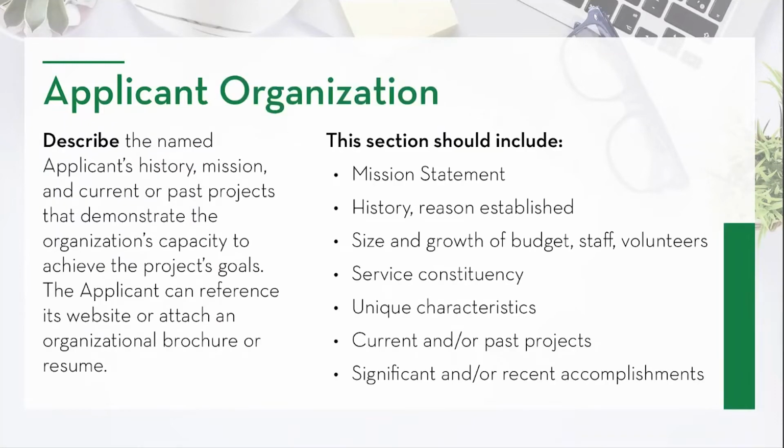For this section, the DOEE RFA instructs you to describe the named applicant's history, mission, and current or past projects that demonstrate the organization's capacity to achieve the project's goals. The applicant can reference its website or attach an organizational brochure or a resume. The applicant organization description should be concise and focus on the ability of your organization to meet the stated need.